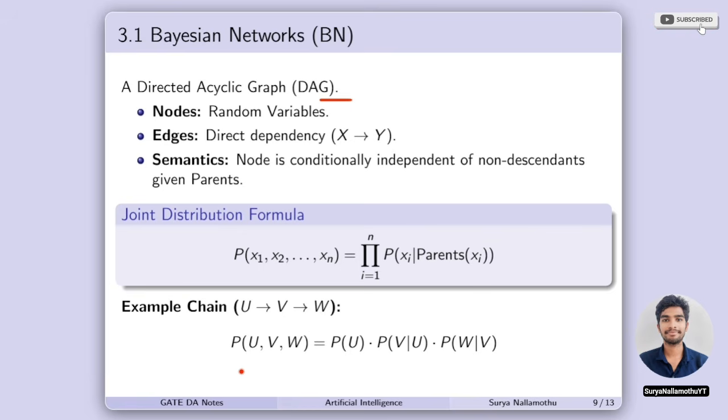The formula becomes this. This is the chain rule: P of U, V, W is equal to P of U into P of V given U into P of W given V. First the U will happen, then V given U will happen, then W given V will happen. This is the chain rule we follow in a directed acyclic graph.